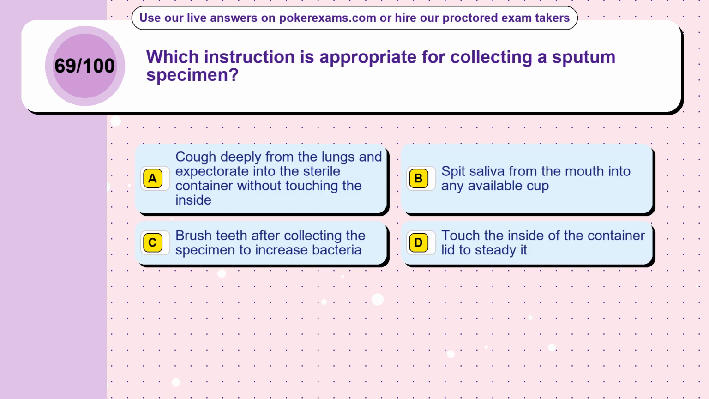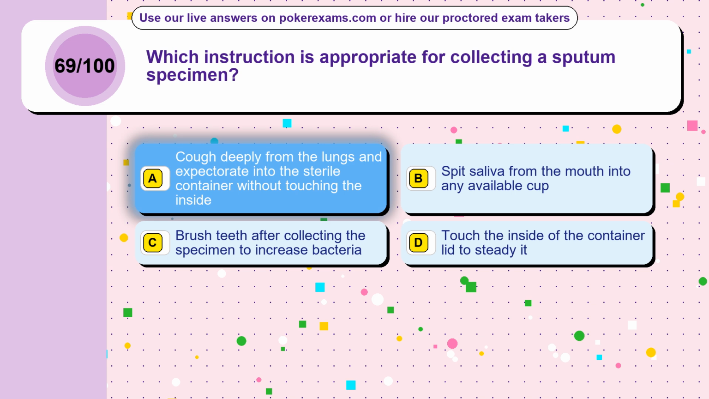Question 69. Which instruction is appropriate for collecting a sputum specimen? Option A. Cough deeply from the lungs and expectorate into the sterile container without touching the inside. Option B. Spit saliva from the mouth into any available cup. Option C. Brush teeth after collecting the specimen to increase bacteria. Option D. Touch the inside of the container lid to steady it.